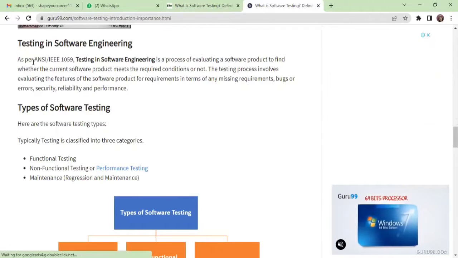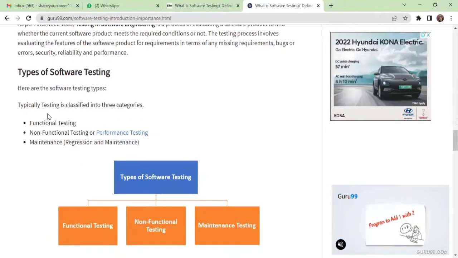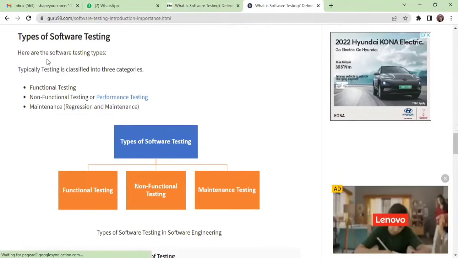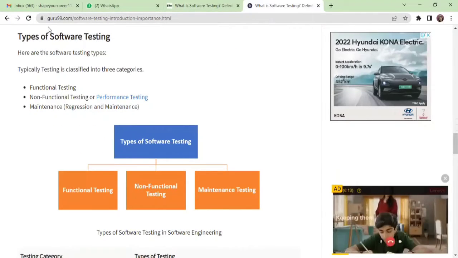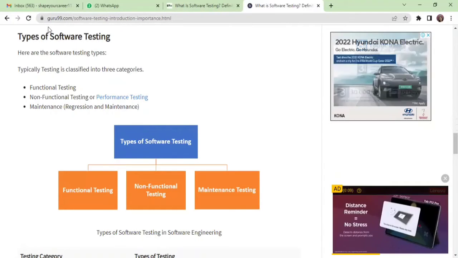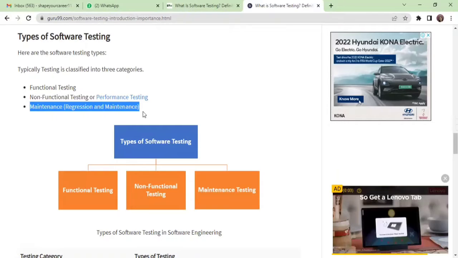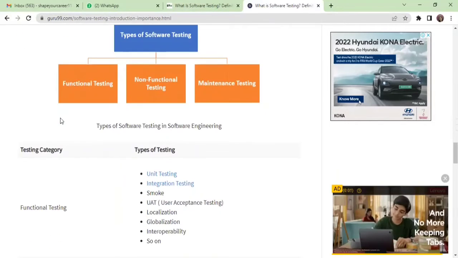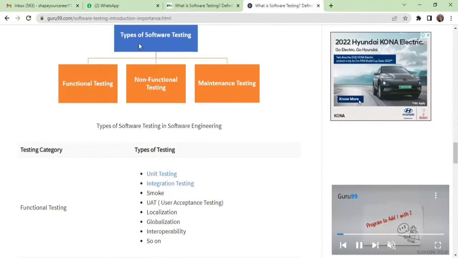Okay, now the main important things start here. Basically, types of software testing. This is classified into three categories. They are saying functional, non-functional, and maintenance. So you look at the diagram.